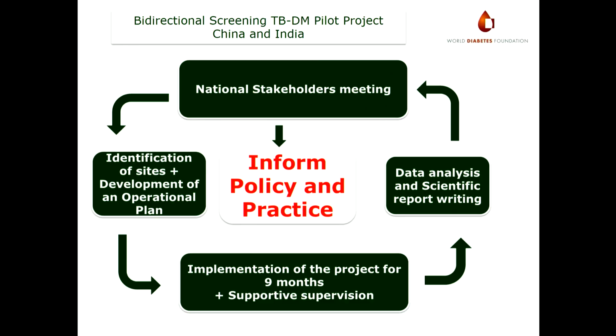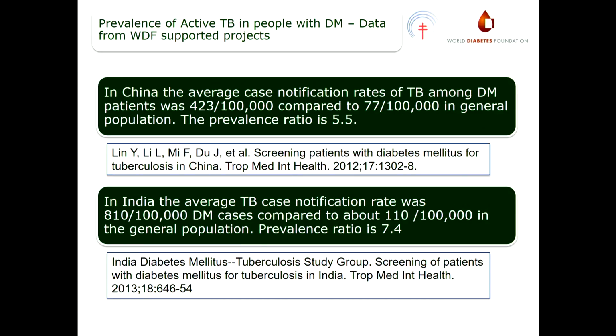From the Union, I'm describing the bidirectional screening and TB-DM project that we did in India and China, which Tony referred to. It involved getting stakeholders to come together, identifying sites and developing an operational plan, implementing the project for 9 months, and providing supportive supervision. Data was analyzed, and there was another stakeholder meeting to create and inform policy and practice.